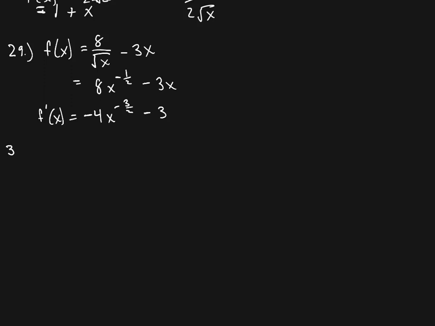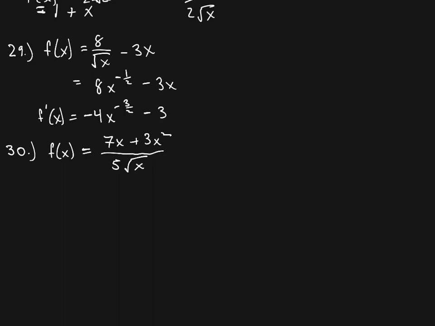And for problem 30, it's the last one. And we were just starting to have fun. So f of x is equal to 7x plus 3x squared divided by 5 times root x. All right, so there's several ways that we can do this.